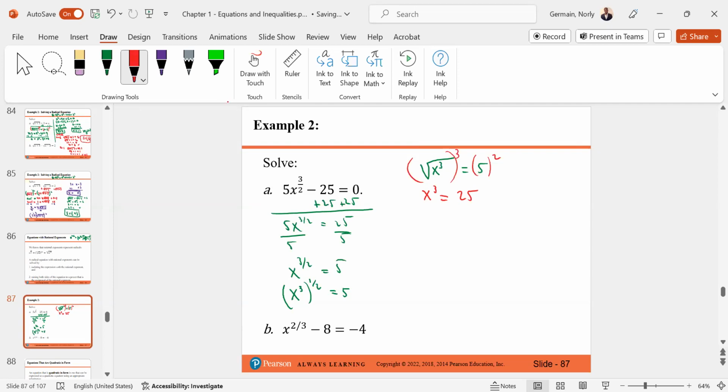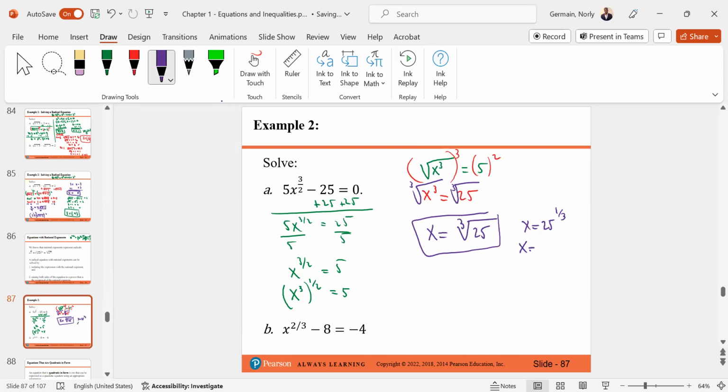How to find x? We need to take the cube roots of both sides. So x equals the cube root of 25. Or if you want to rewrite it, it's either this answer or it can be 25 to the 1/3.